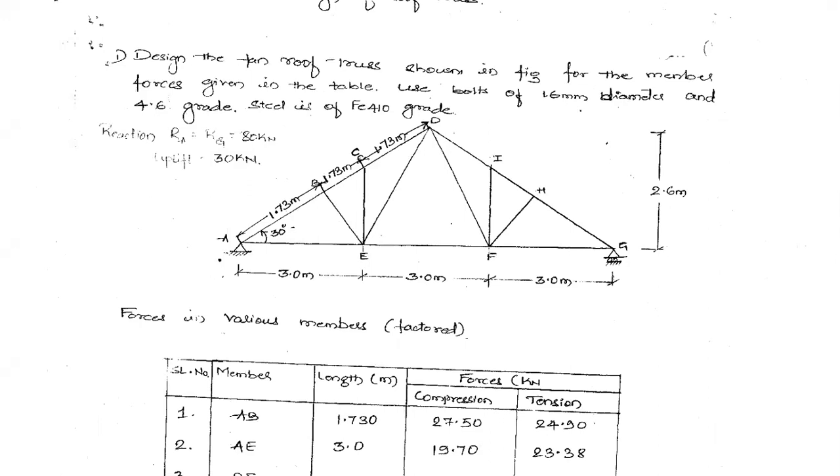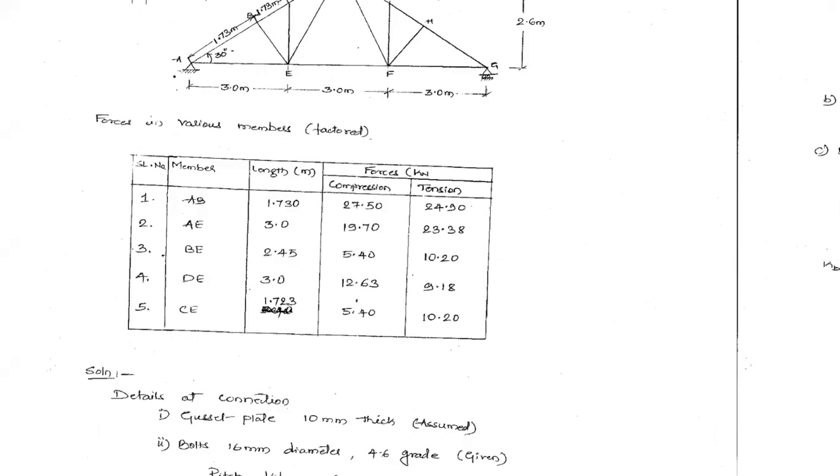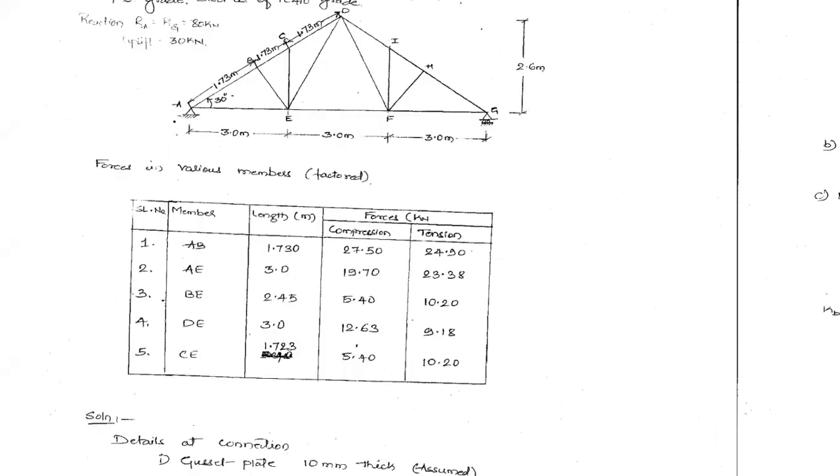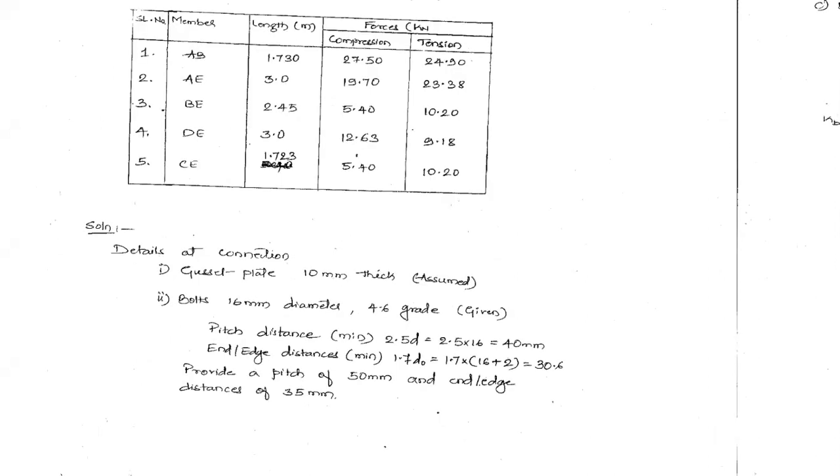Okay, 4.6 indicates an ultimate strength of 400 Newton per mm², and yield strength is 0.6 times 400, that is 240 Newton per mm². Okay, that is the grade of bolt. Fine, this is what we have. Now the first job to be done here is determining the strength of the bolt.